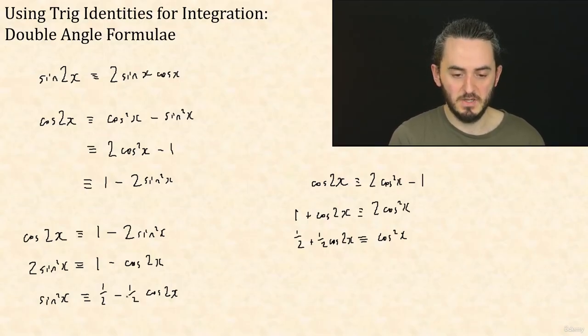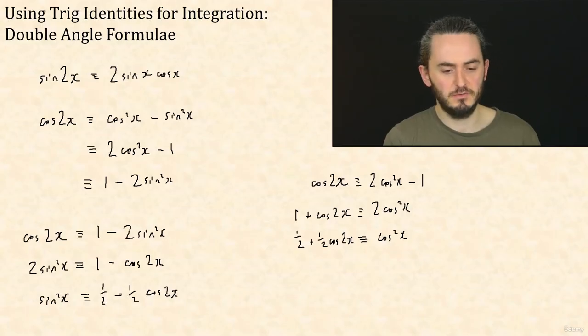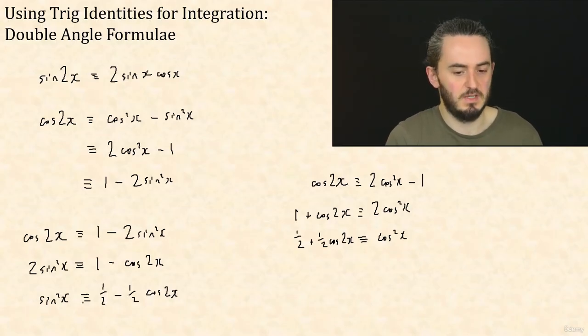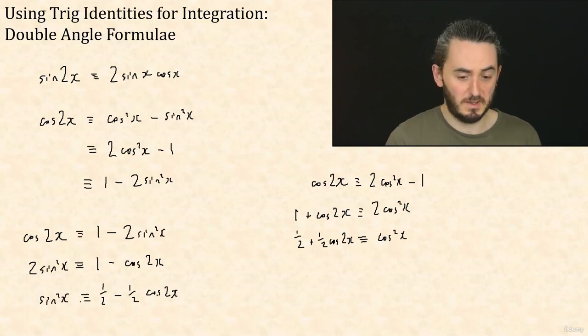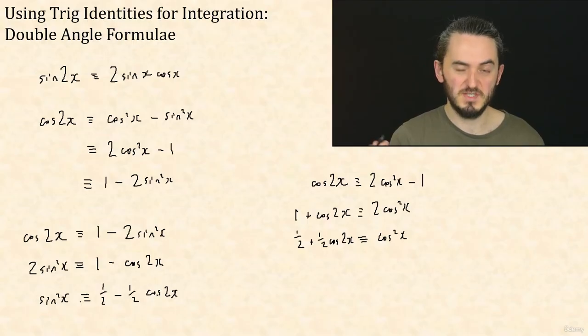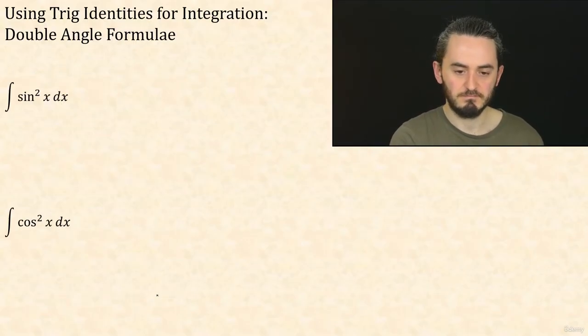So sometimes people call this the half angle formulae because it's a way of expressing one angle which is half the size of the other. I don't tend to think about it like that. I think about it just as a rearrangement of my double angle formulas, specifically for cos. So let's look at how we use these for integration.